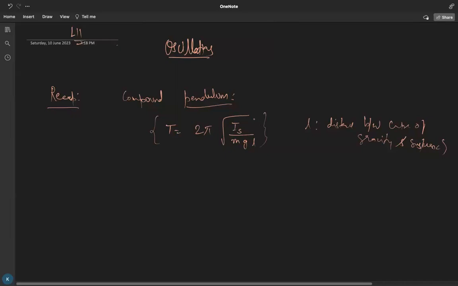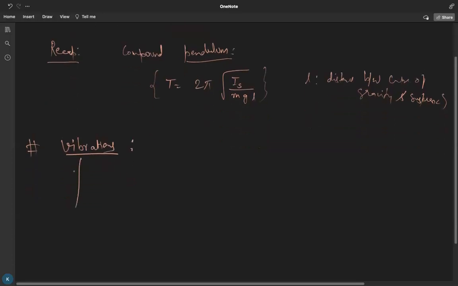So, let's start. Our first topic is vibrations. In this, we have to deal with three kinds of vibrations. The first is free vibration. The second is damped vibration. And the third is forced vibration, in which we have to read a special topic, which is known as resonance. So we deal with these three topics today, right? Let's start with the first one.